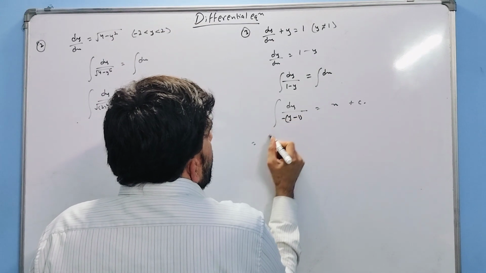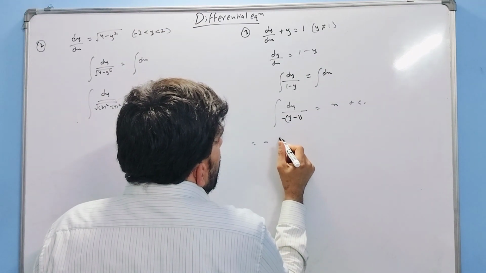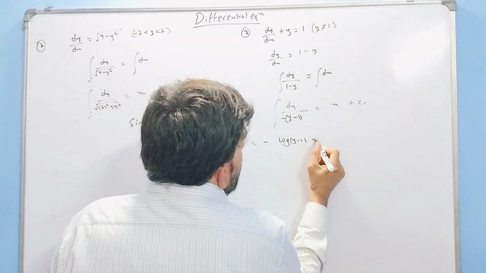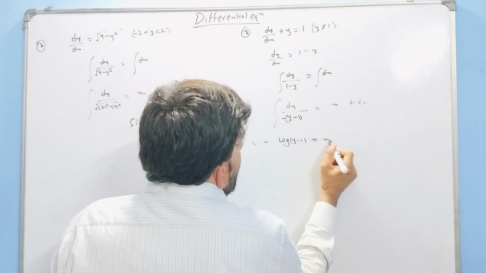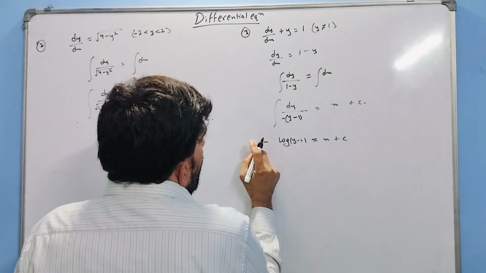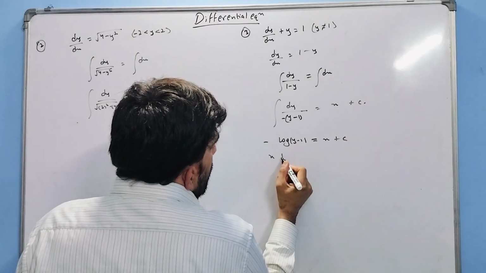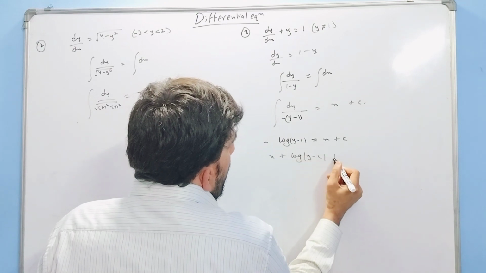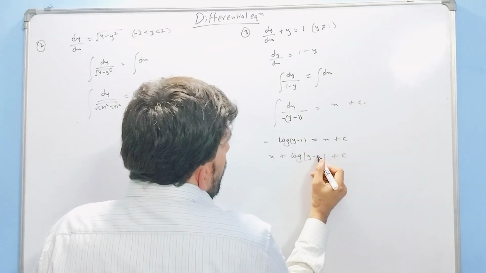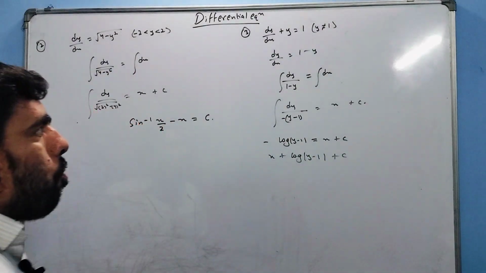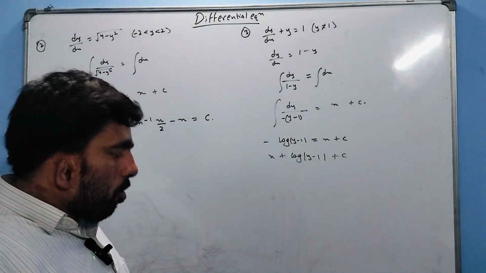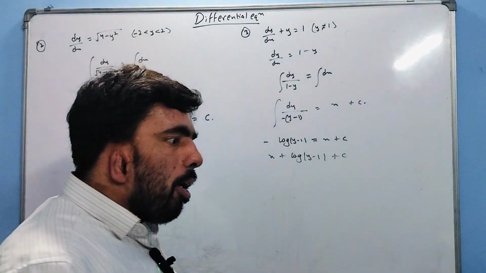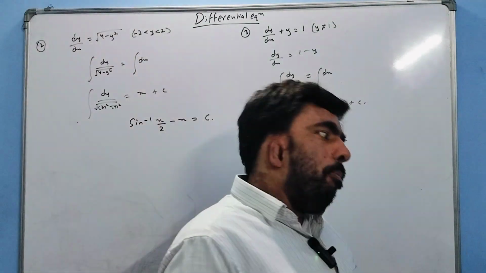Okay, so after taking common, now I got log y minus 1 is equal to x plus c. So what we can do here, x plus log y minus 1 plus c. Okay, so this is the required general solution of the given differential equation. Let us try to solve more.